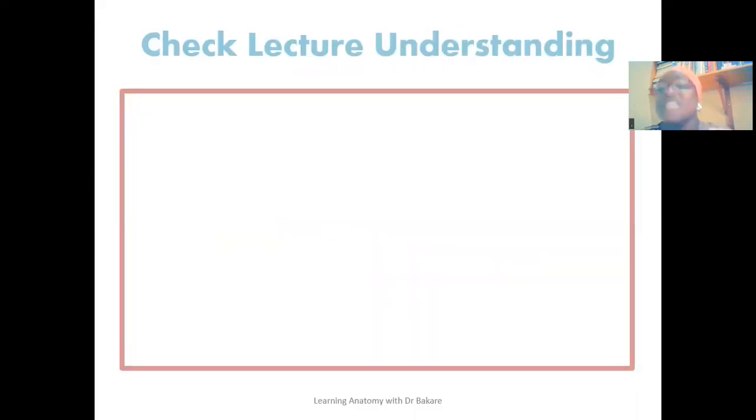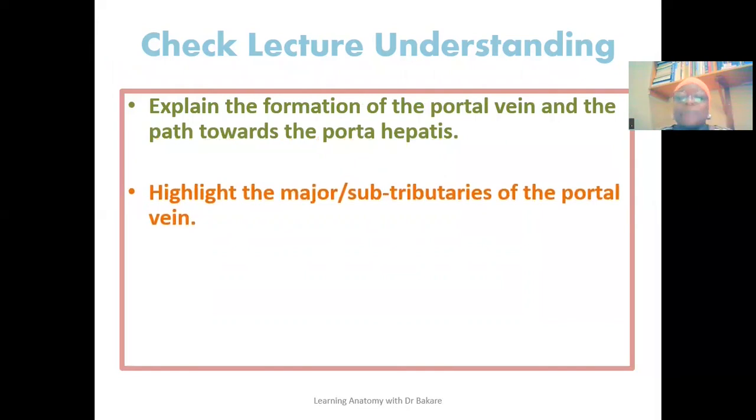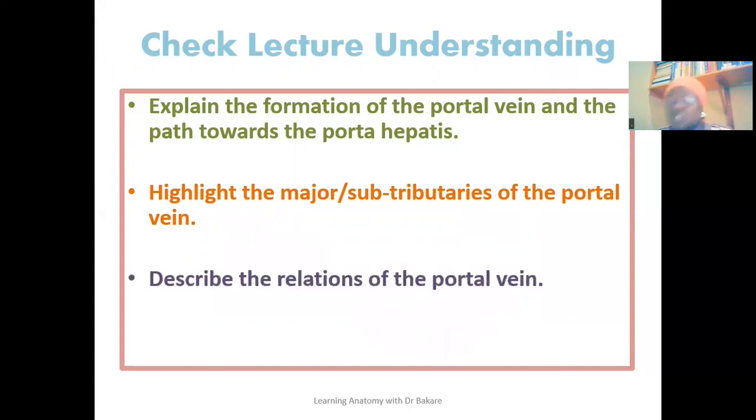So let's check our understanding of this lecture through the following questions. The first one will be to explain the formation of the portal vein and also the path towards the portal hepatis. This we have adequately described during the course of this lecture, how the portal vein is formed and how it parts upward to reach the portal hepatis. Then the second question will be to highlight the major tributaries or secondary tributaries of the portal vein. The third question is to describe the relations of the portal vein. And the last question will be, what is the relevance or the importance of the portal vein? We should be able to highlight this as we adequately describe it during the course of our lecture.